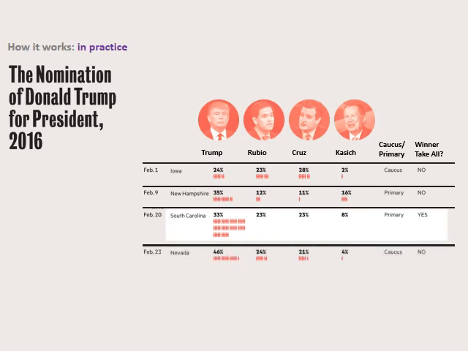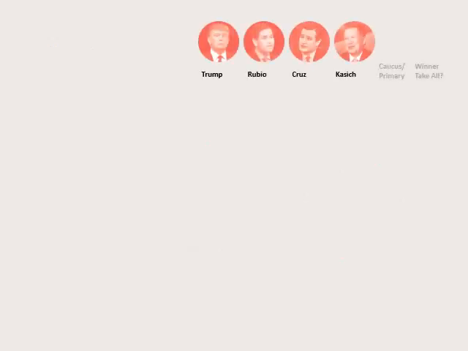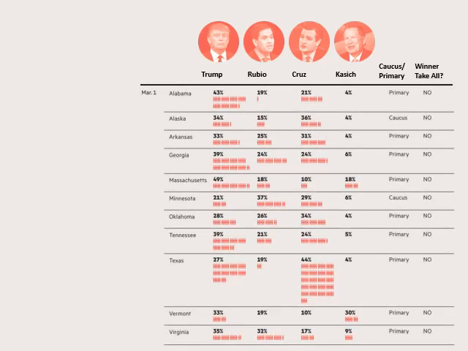In Nevada, Trump won by 46%, and the delegates were awarded proportionally, as they were in Iowa and New Hampshire. On March the 1st, which is also called Super Primary Day, you had Alabama with Trump taking 43%, Rubio 19%, and Cruz 21%. And it is not a winner-take-all state, so again, the delegates were awarded proportionally.